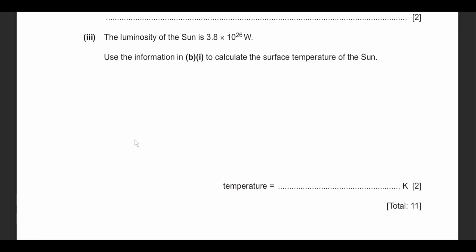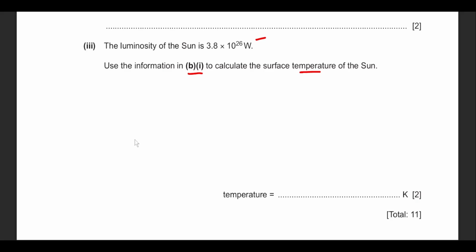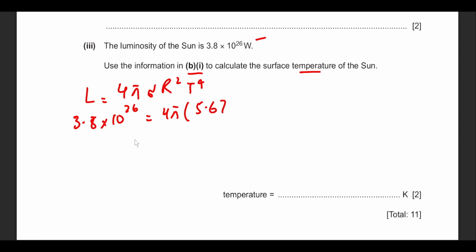It says the luminosity of the sun is given to you, and it says use the information from B1 to calculate the surface temperature. This is the Wien's displacement law sort of calculation. So this will be L equals 4 pi sigma r squared T to the power 4. So this will be 3.8 times 10 raised to the power 26 equals 4 pi, sigma value is a constant, 5.67 times 10 raised to the power minus 8, times 6.93 times 10 raised to the power 8 whole squared, times T raised to the power 4.